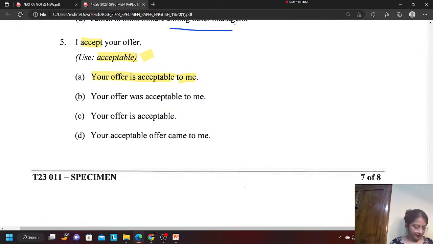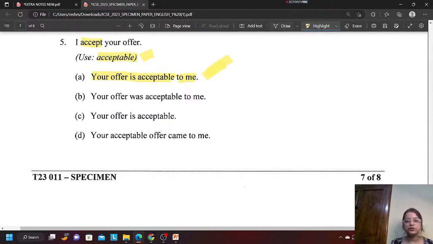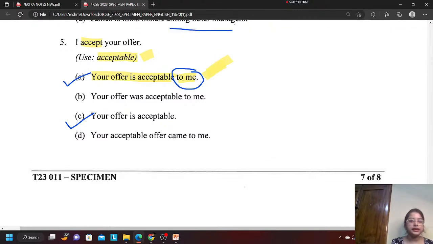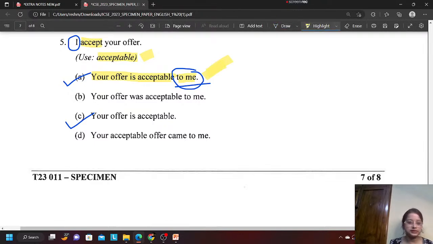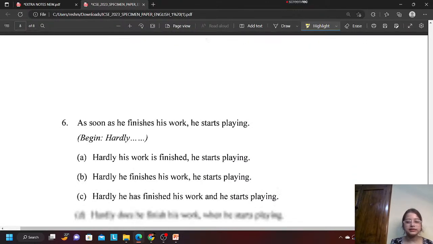It's clear. Okay. So now see, this is also, we cannot call this one as incorrect. Although sometimes we do not use this to me word, this is also not incorrect. Your offer is acceptable. This is also correct, and A also should be taken as the correct one. So if I am adding to me, it is not incorrect, but we will take both the answers. Your offer is acceptable as well as your offer is acceptable to me. Alright, next let's move to the 6th one.